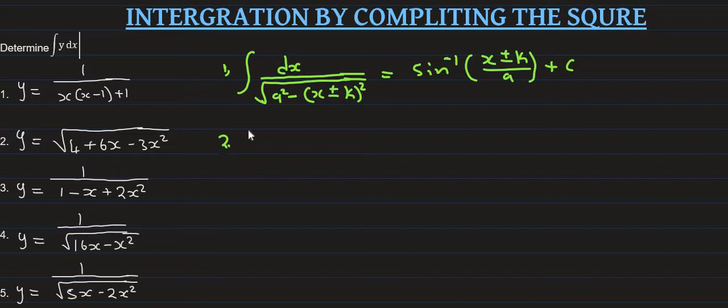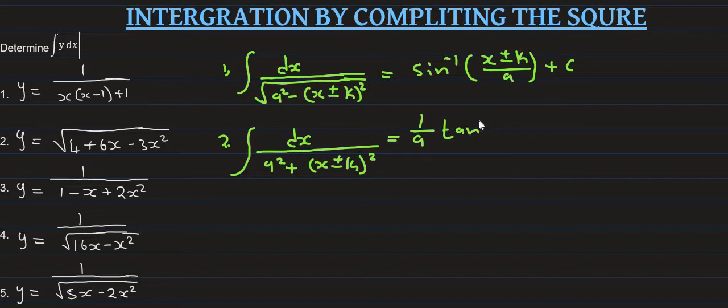Number 2 formula: we use it when we do the integral of 1 multiplied by dx over a squared plus (x plus or minus k) all squared. This equals 1 over a times tan inverse of (x plus or minus k) all divided by a, plus C.